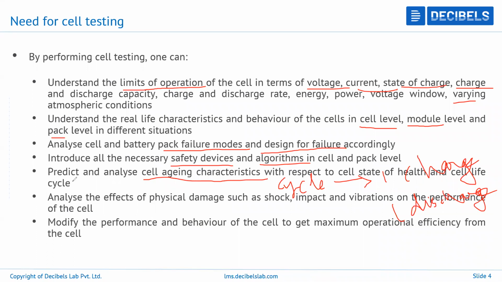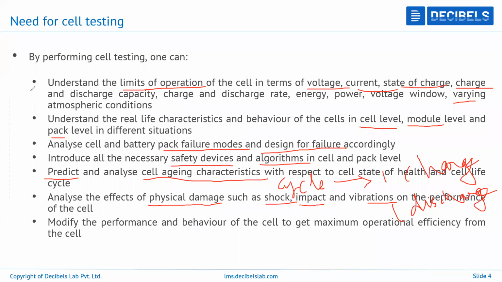Yeah. So you can only predict it and you can only analyze it, but you cannot give an exact number as to say this is how it would be. But a good amount of prediction can be performed. You're also able to understand the performance by physical damage, shocking, impacts, vibrations, overheating, underheating, and things like these.